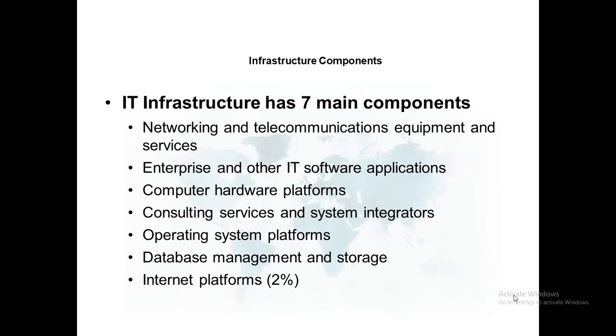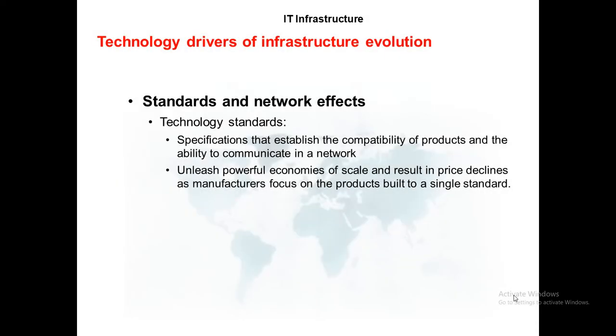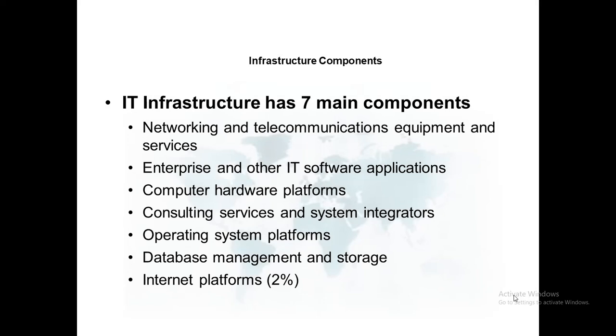We've looked at Moore's law and the microprocessing power, where we said the microprocessing power doubles every 18 months. Then we looked at the law of mass digital storage, and we looked at Metcalfe's law and the network economics. We looked at the declining communication costs, and the last one was standards and network effects.